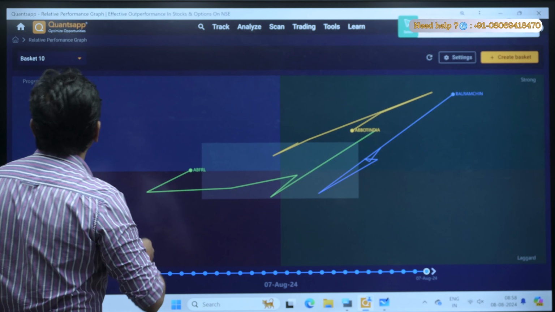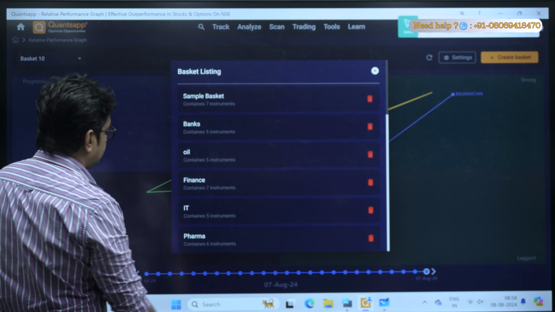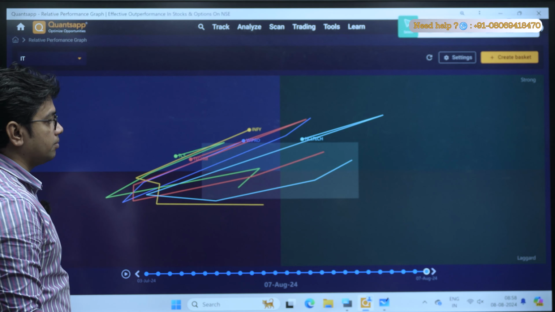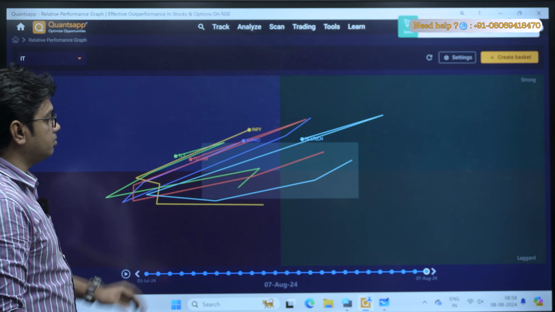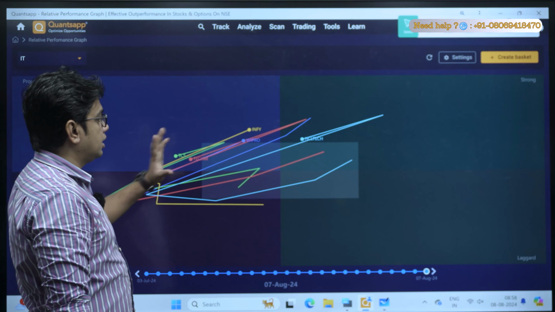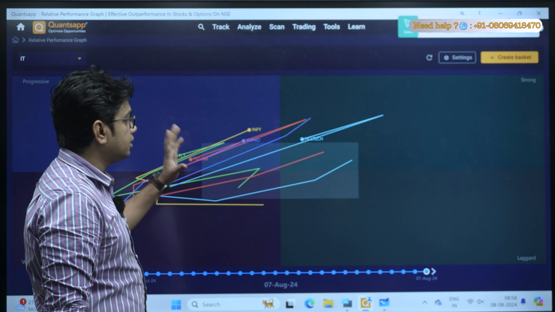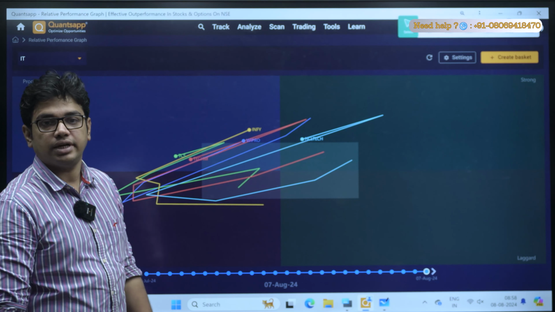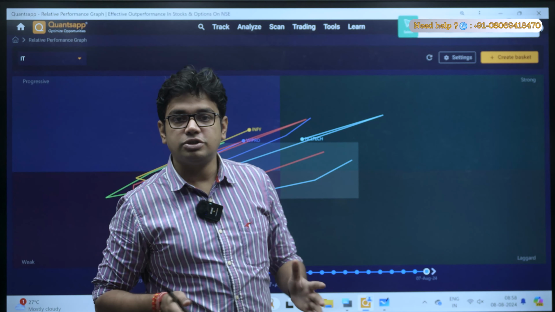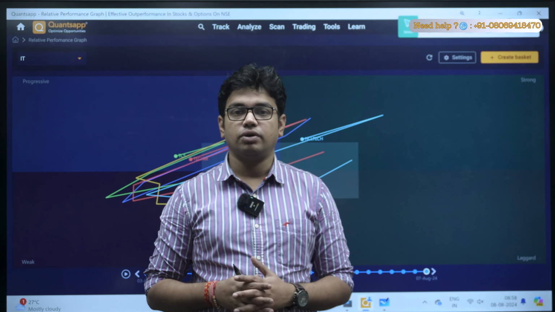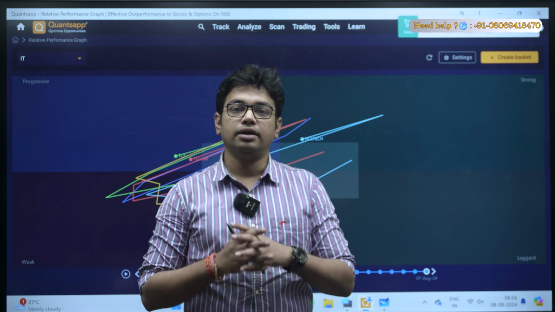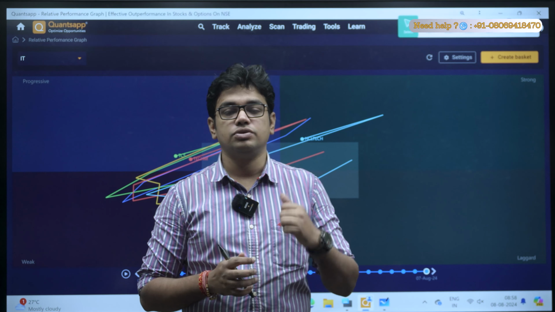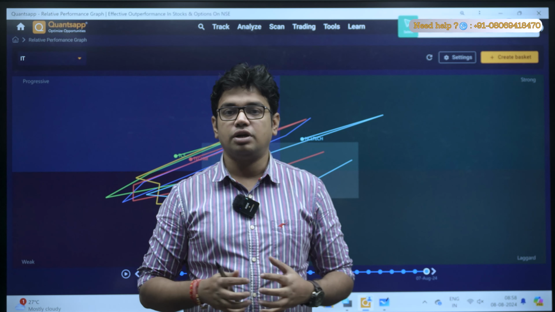Now here I will go for the IT sector. You can see these are in progressive zone. It is already coming from weak to progressive. So in the IT sector, the trade setup is ready, I can go ahead with the trade. So this is all about swing trading for the last 1 year: for the whole year, how you can do the setup, how you can select the stock, and how you can do the trading using the RPG tool. So this is all about swing trading.